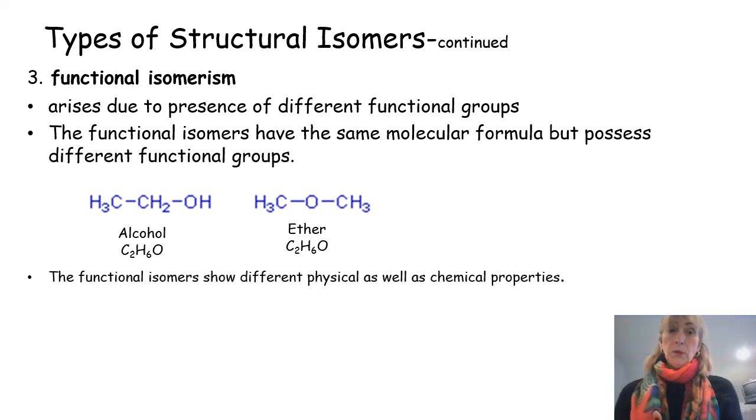These functional isomers are going to show different physical properties, melting point, boiling point. They're different compounds, and they're also going to have radically different chemical properties because we have two different functional groups. Remember, we said functional groups are what imparts chemical properties on organic molecules. So they're going to be different. The chemical properties are going to be different because of different functional groups. Alrighty. So that's our three different kinds of structural isomers.